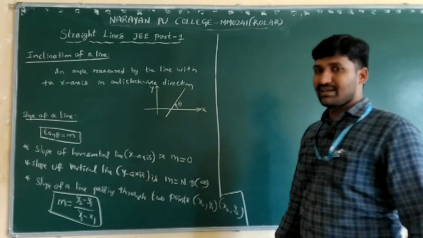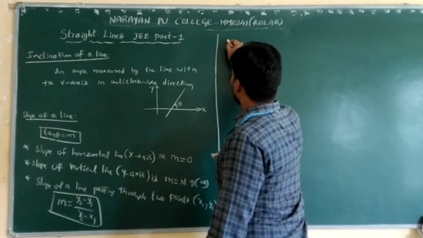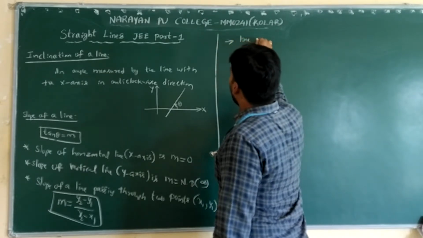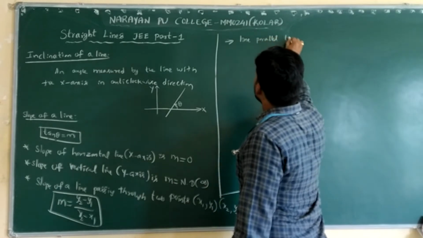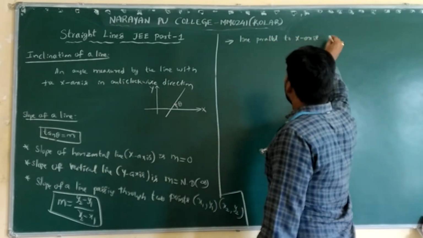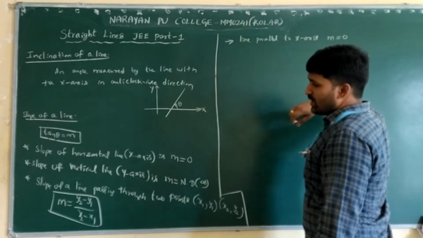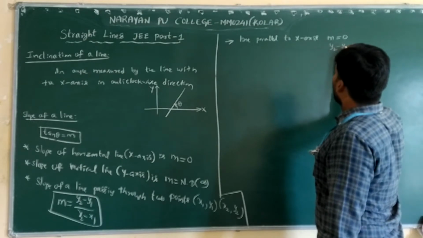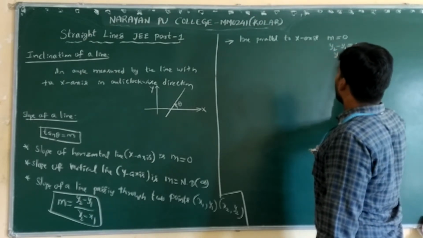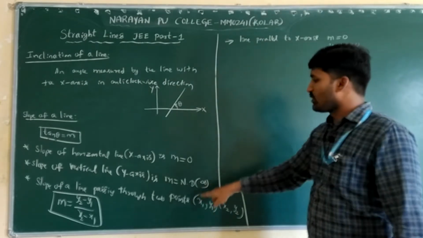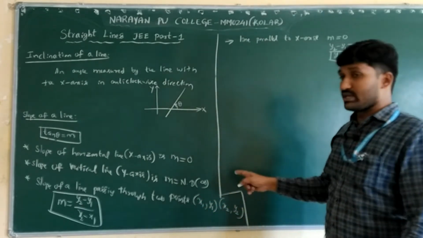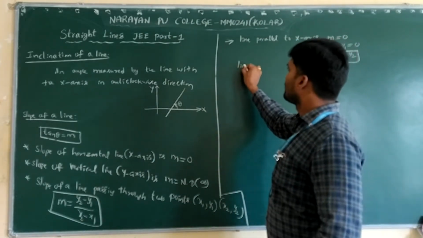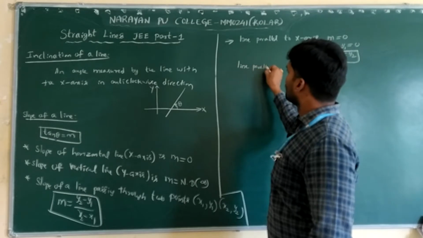If the line is parallel to the x-axis, what will happen for this condition? For a line parallel to the x-axis, we know the slope M is equal to 0. If M is 0, the numerator becomes 0. From this, we can put y2 minus y1 equal to 0, where the y coordinates y1 and y2 must be equal. In these points, the y coordinates must be equal when that line is parallel to the x-axis.